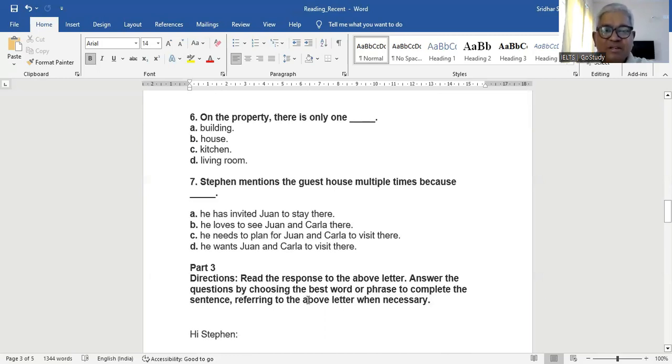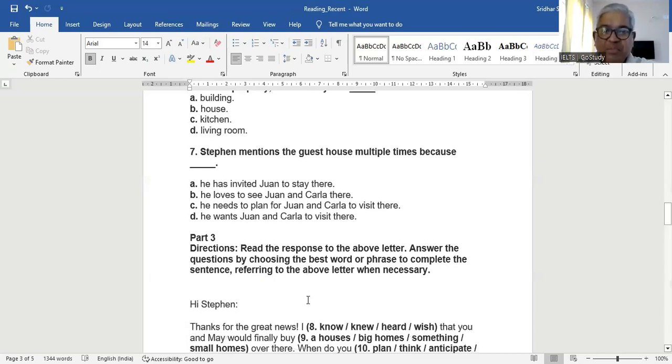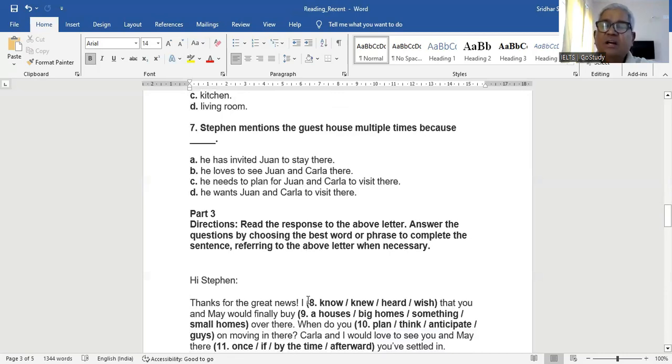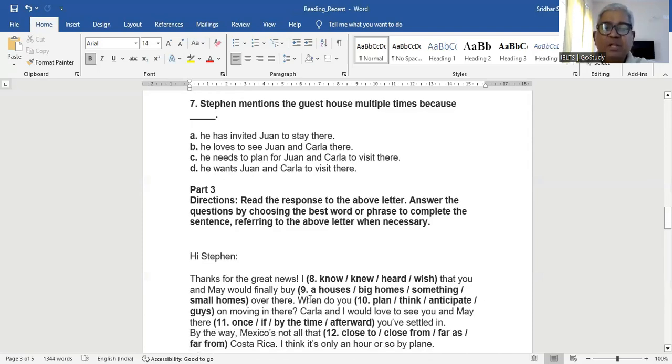Question number 7. Stephen mentions the guest house multiple times because A, he has invited Juan to stay there, B, he loves to see Juan and Carla there, C, he needs to plan for Juan and Carla to visit there, D, he wants Juan and Carla to visit there. D is the right answer. In the paragraph, we saw that he wants Juan and Carla to visit there.